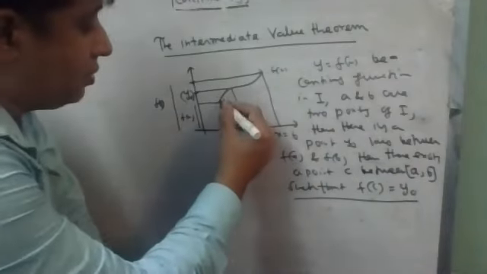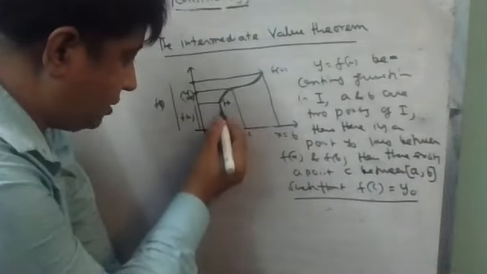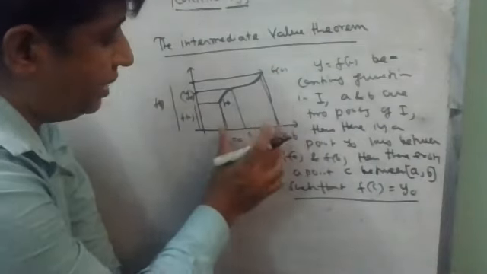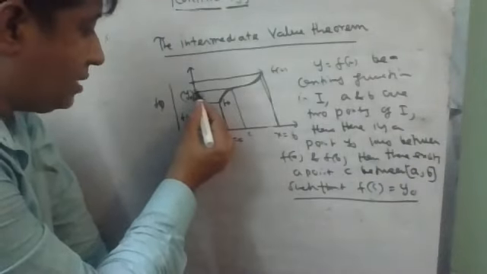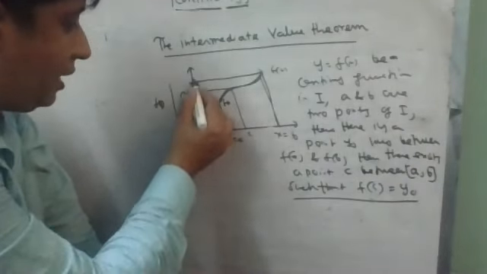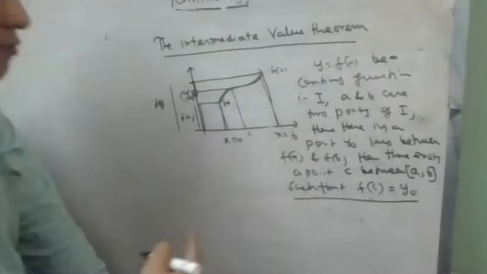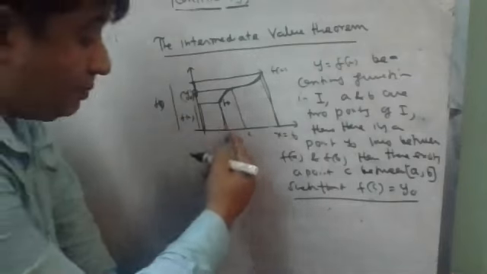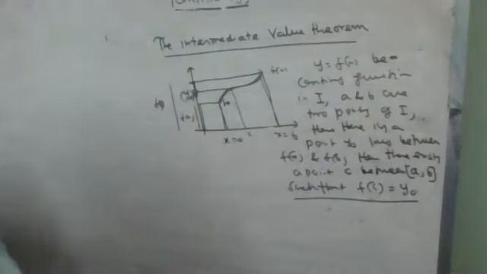So y equals f(x) is a continuous function. X equals a and x equals b is an interval. Now y0 is a point that lies between f(a) and f(b). Then there exists a point c, which lies between a and b, such that f(c) is equal to y0. So this is called the intermediate value theorem.